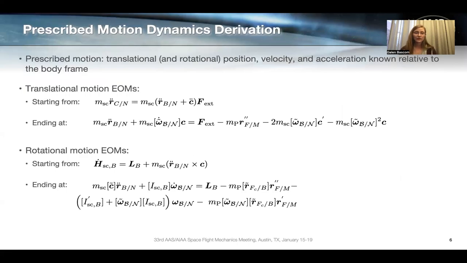Now, in terms of the dynamics derivation, for the prescribed motion we have a known position, velocity, and acceleration relative to the body frame of our moving mass. In the full derivation, we also have that known rotational position, velocity, and acceleration, but we don't really use that in this work.